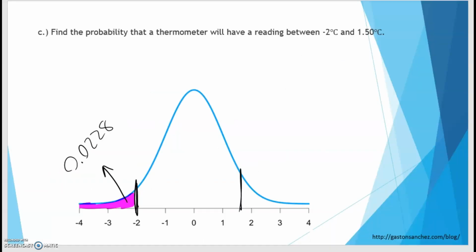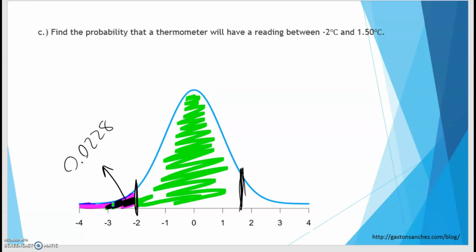Okay, so let's go back. So that's talking about to the left of 1.5. So 1.5 all the way to the left. So if we looked at all of this from the left, including this over here, all of that would be that area that we just found. So that would be 0.9332. Okay, so it starts right here and goes all the way over. That's 0.9332. Whereas the -2 starts here and goes all the way over, that's just 0.0228.